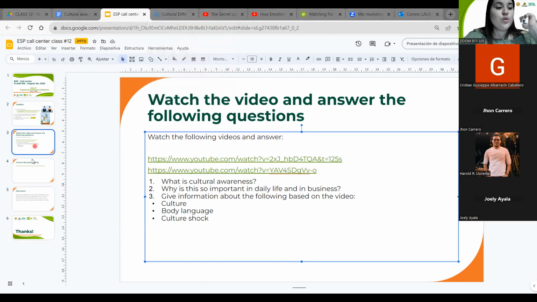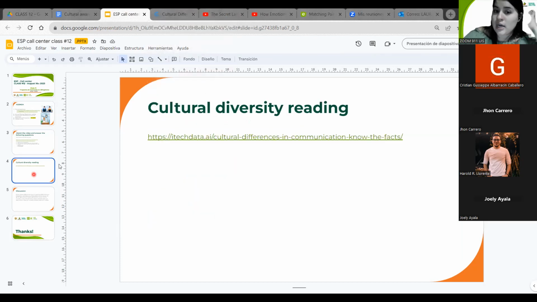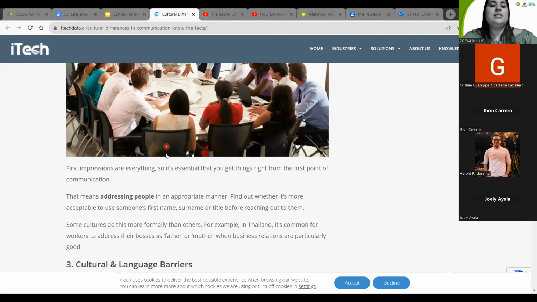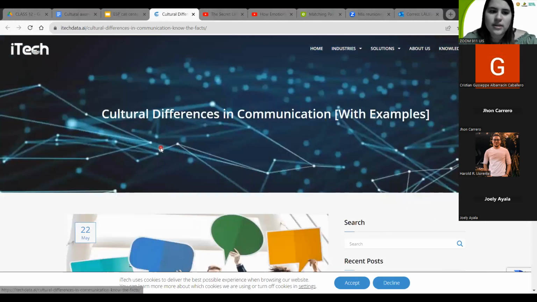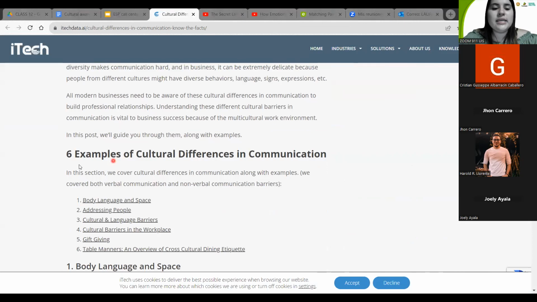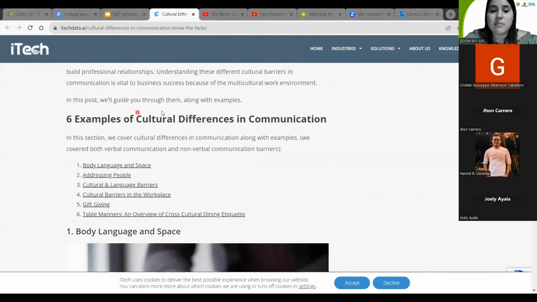Okay, guys, we're going to move on to the next part, that is the cultural diversity reading. This is not short, but not long either. We are going to find 6 examples of cultural differences in communication: body language and space, the way we address people and first interact with someone, cultural and language barriers in the workplace, giving gifts, and table manners, an overview of cross-cultural dining etiquette. Okay, this is very interesting.